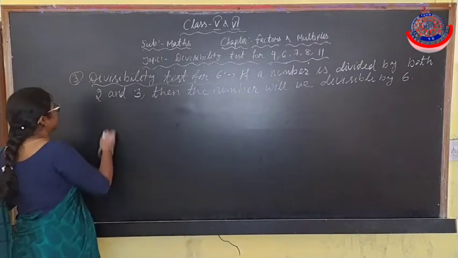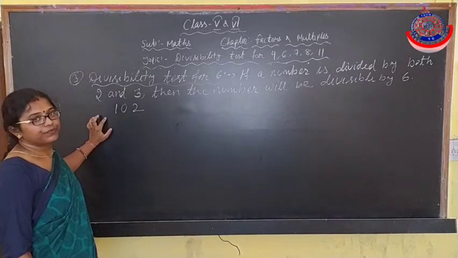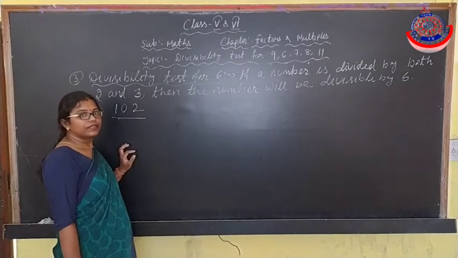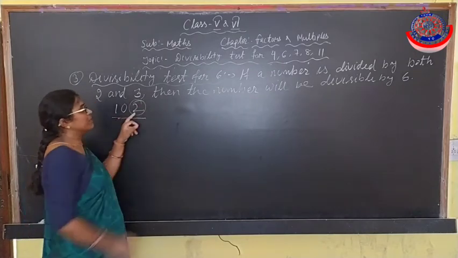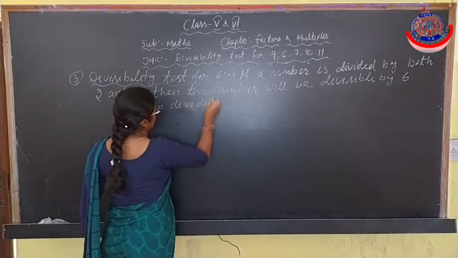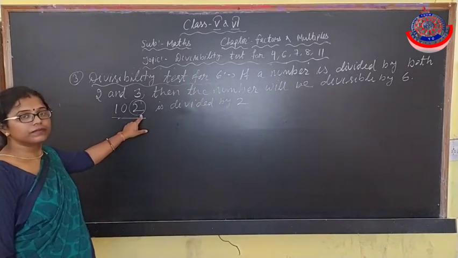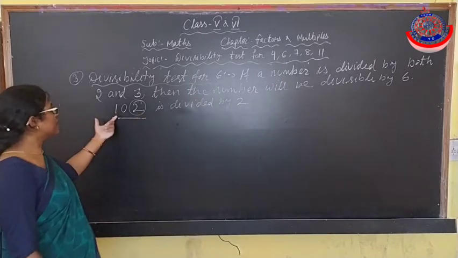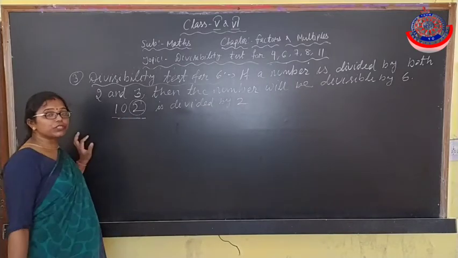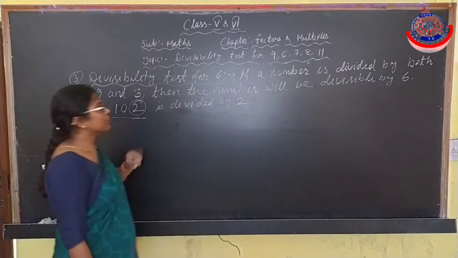Suppose one number we will take, 102. Is it divisible by 2? Yes, it is divisible by 2 because 2 is there in the ones place. Is it divisible by 3? Now check. What is the rule? We have to find the sum of digits. 1 plus 0 plus 2, that is 3. 3 is divisible by 3. That means this number is divisible by 3 also.